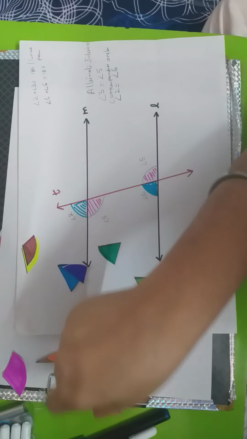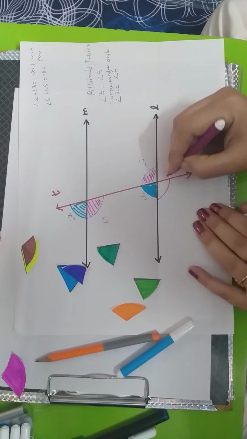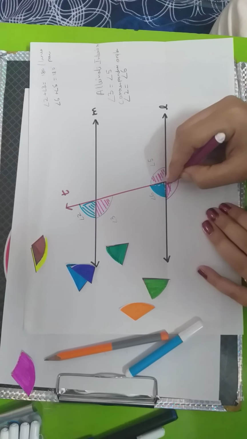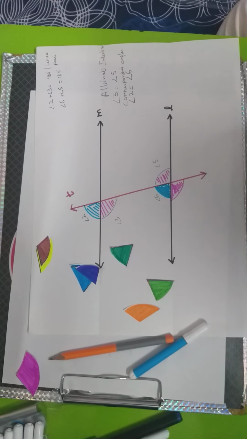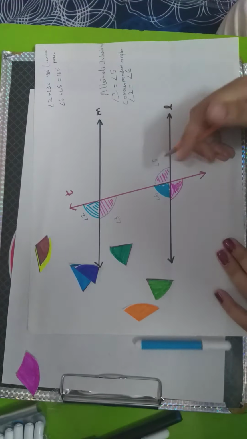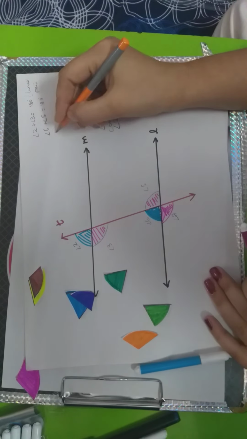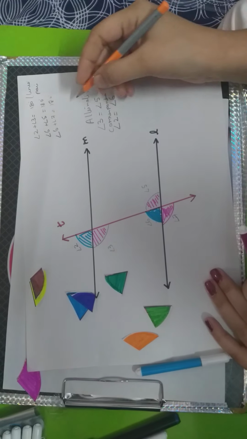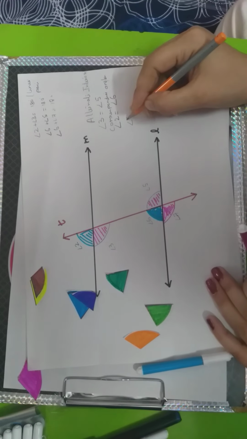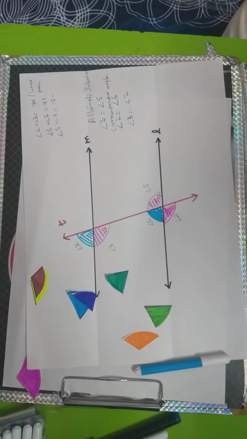So I will choose the pink color to show that the two angles are equal. Angle 6 and angle 7 are forming a linear pair, and angle 3 is equal to angle 7. They are forming the corresponding angles.